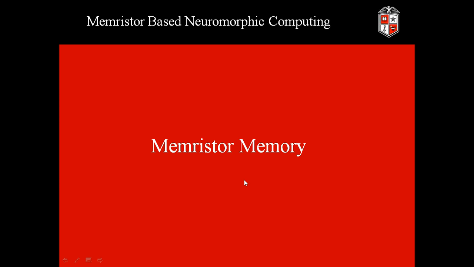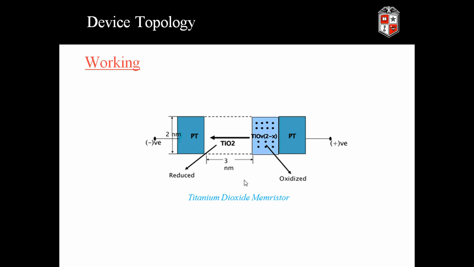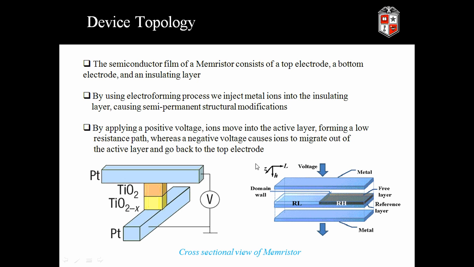Memristor memory. This is the typical titanium dioxide memristor, which has two platinum electrodes and two areas. The white area is nothing but the undoped area, and the blue area is nothing but the doped area, which has an abundant number of oxygen vacancies. That means here the free charge carriers are nothing but holes.